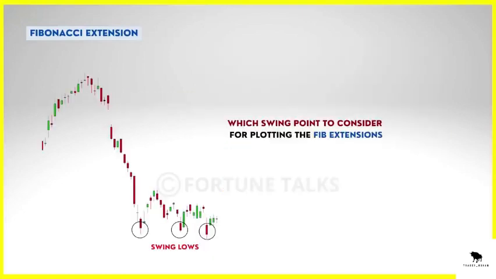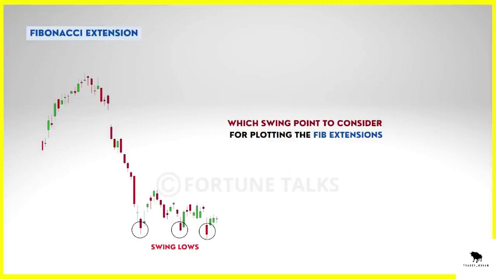And the problem is determining which swing low to start from in creating the Fibonacci extension level. This usually happens when the price consolidates in a level so much so that multiple highs or lows are created, which can actually confuse traders.